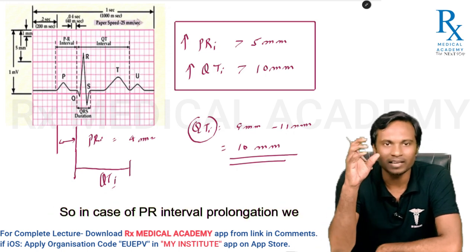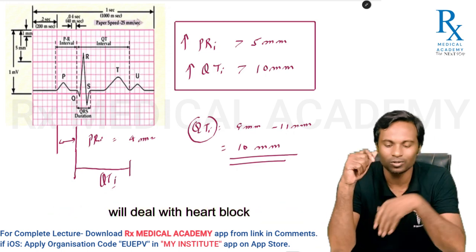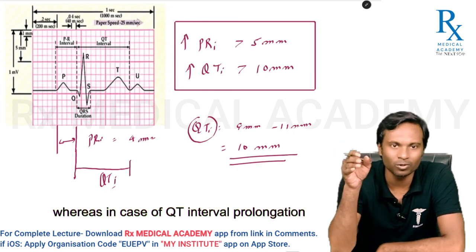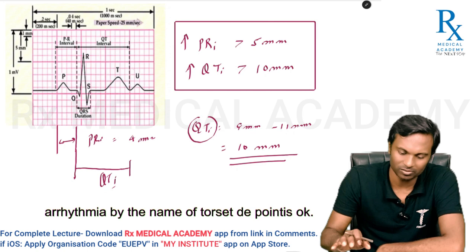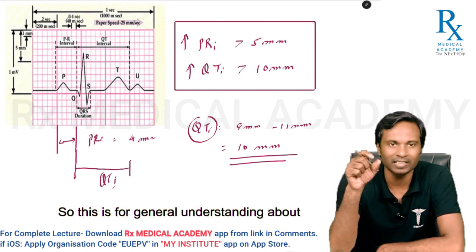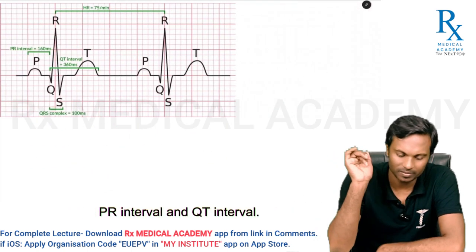So in case of PR interval prolongation, we will deal with heart block. Whereas in case of QT interval prolongation, we will discuss a life-threatening arrhythmia by the name of torsade de pointes, okay. So this is for general understanding about PR interval and QT interval.